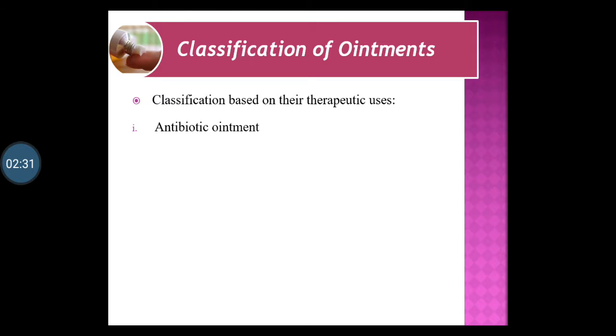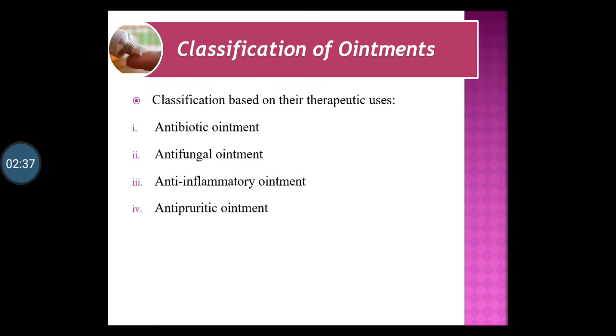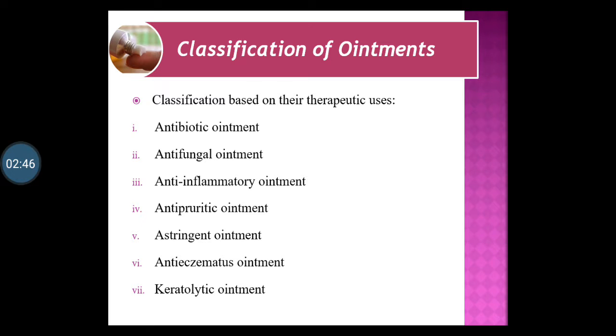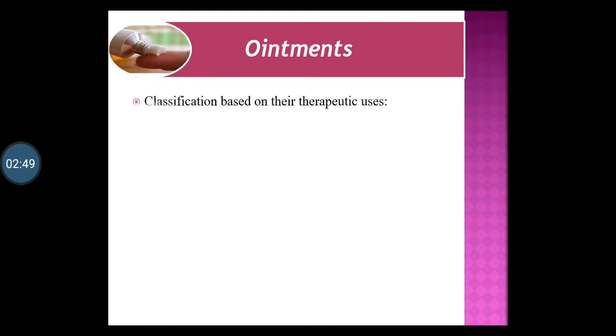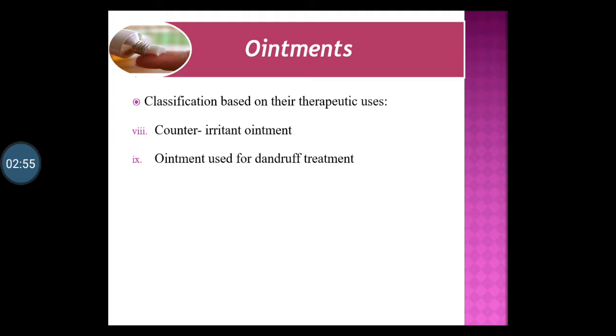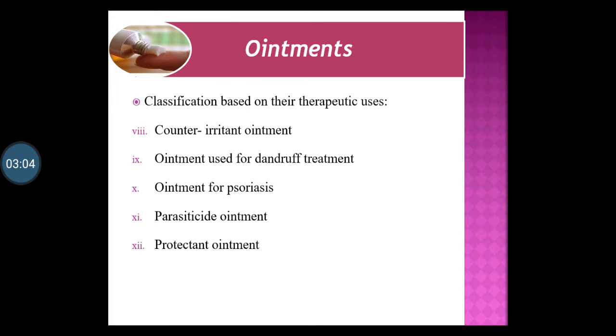First is antibiotic ointment, antifungal ointment, then anti-inflammatory, antipruritic, astringent, then anti-eczematous, keratolytic, counter-irritant ointment, then ointment used for dandruff treatment, ointment for psoriasis, parasiticide ointment, protectant ointment. These are the different types of ointment which are classified based on its therapeutic use. Let us see one by one each classification.